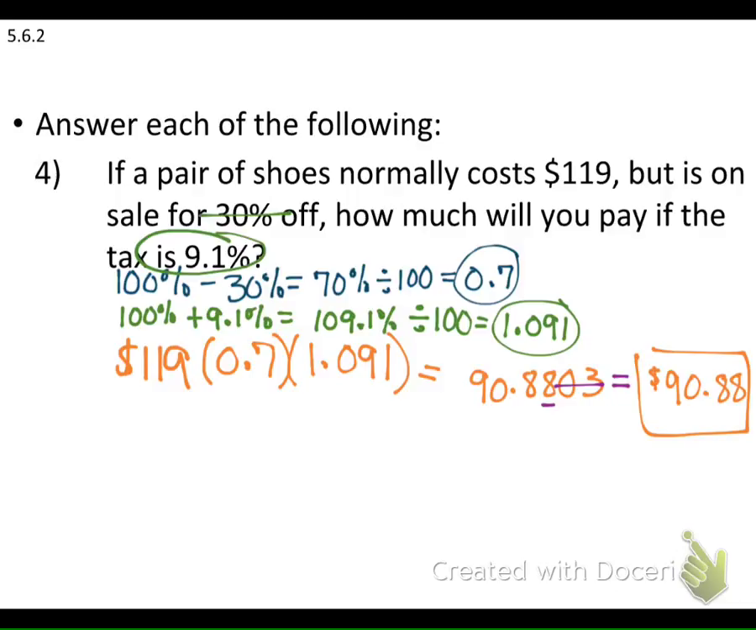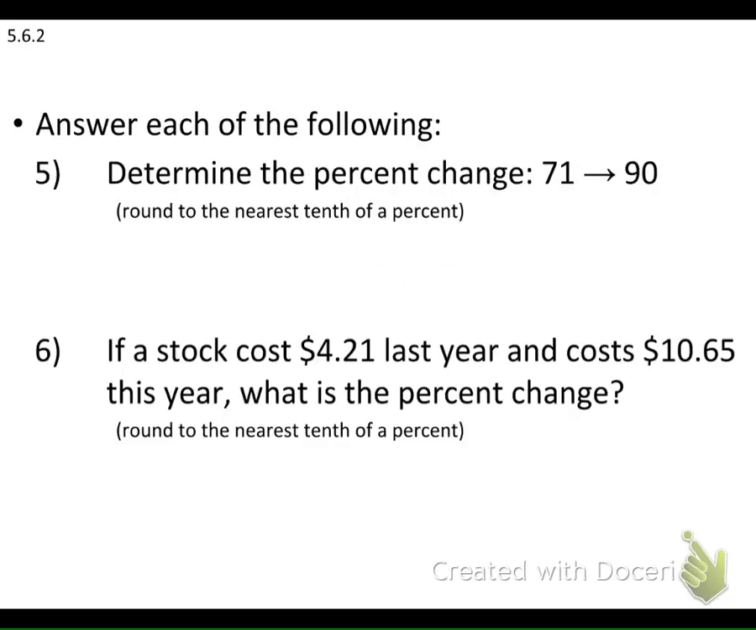All right, let's take a look at number 5. Y'all have this down? All right. So number 5 and number 6. Just determine the percent change from 71 to 90. Then it's telling me to round to the nearest tenth of a percent. So when you go to take your test tomorrow, really pay attention to what it's telling you to round it to. So if I'm doing percent change, what is my formula for percent change, Haley?